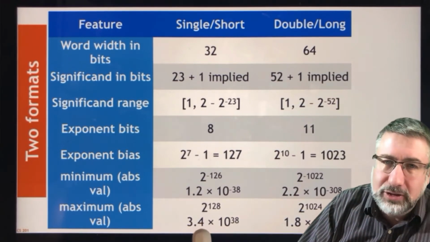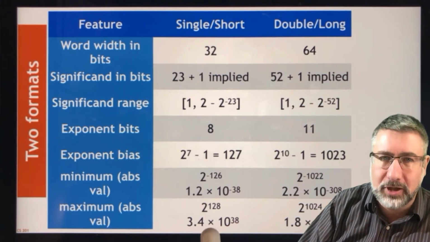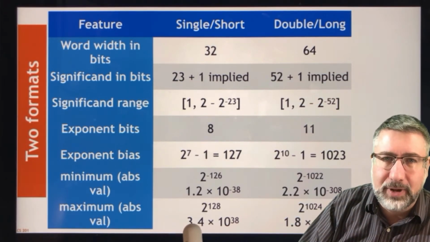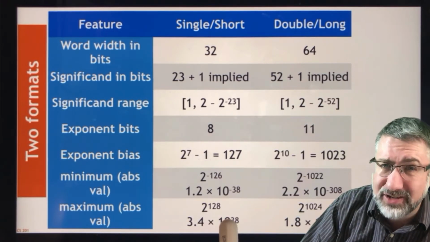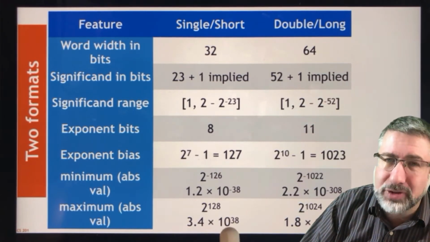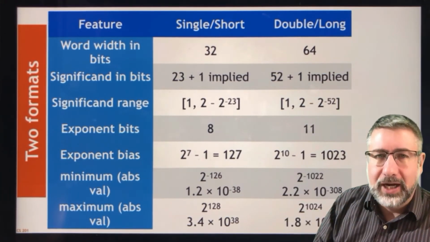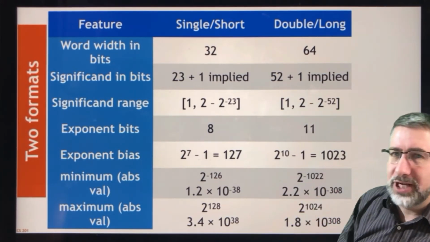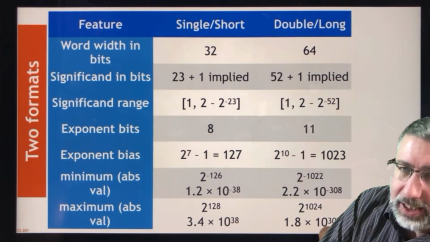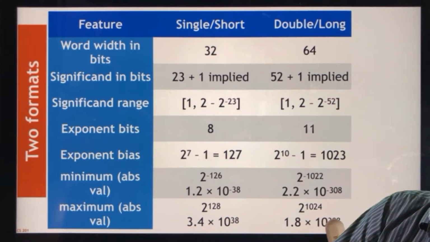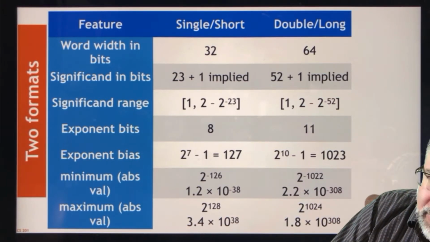So for a single precision or a short floating point number that's 32 bits long, you can get a number that's sort of plus or minus 3.4 times 10 to the 38. That's the size of number you can get, and you can get negative 38, positive 38 for the exponents, but that's sort of the range of values. And for the double precision, it's around 1.8 times 10 to the 308. And again, plus or minus that, plus or minus the exponent, that's the range of these things.